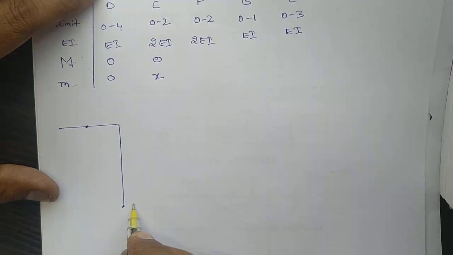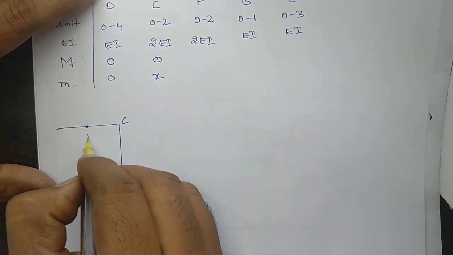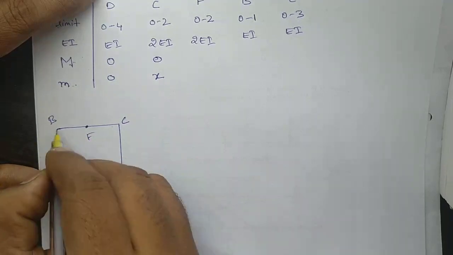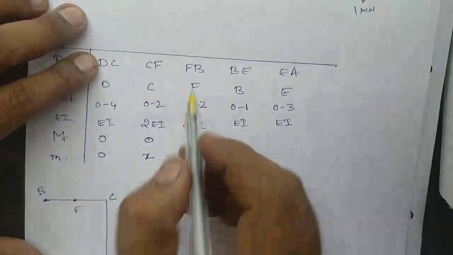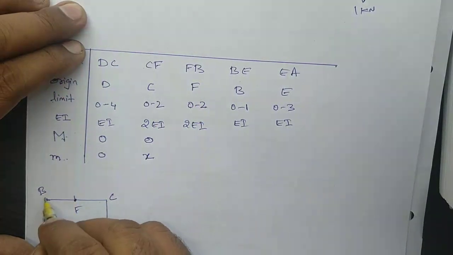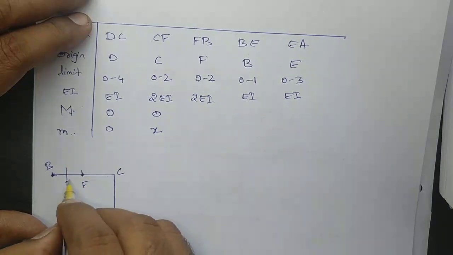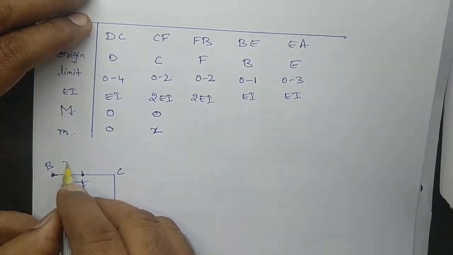This is D, this is C, this is F, this is B. So for FB, your limit is 0 to 2. From here to here, this is the limit. So your x will start from this point. This is your x.